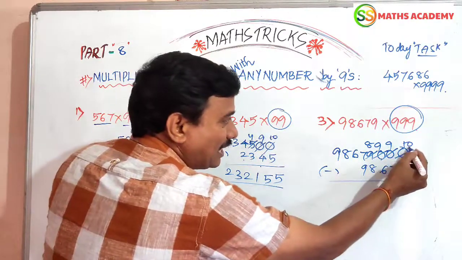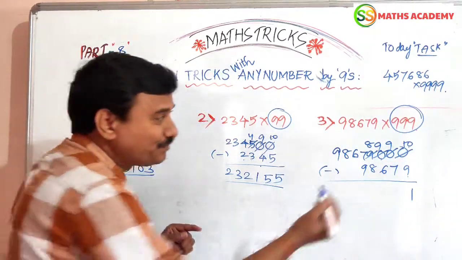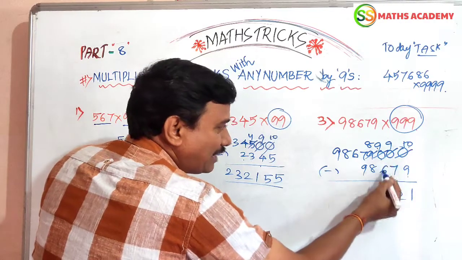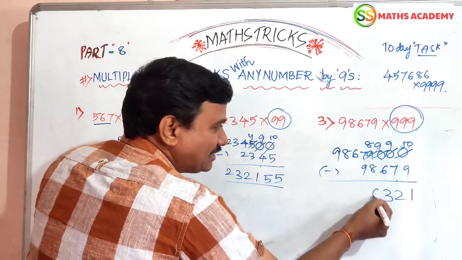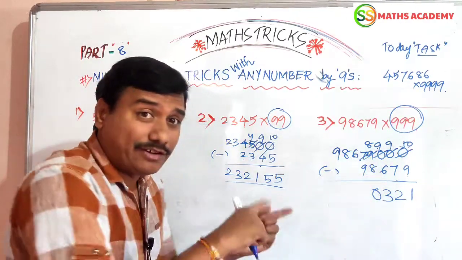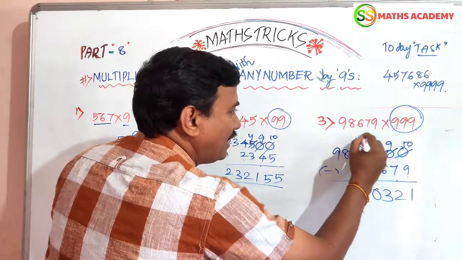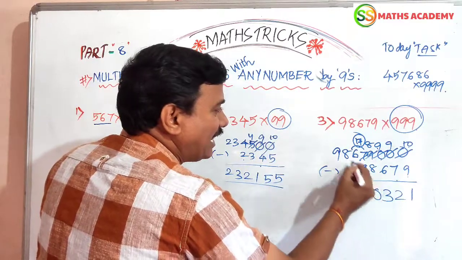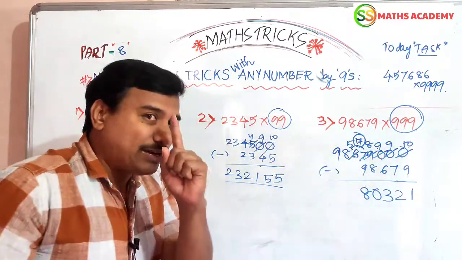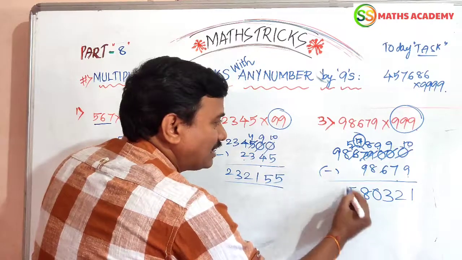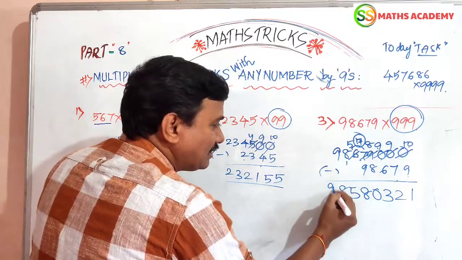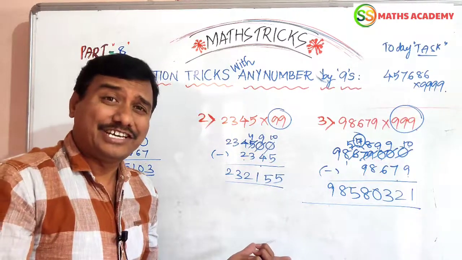Right, friends? 10 minus 9, 1 only. 9 minus 7, 2 only. 9 minus 6, 3. 8 minus 8, 0. Here carry is not possible. 7 minus 9 is not possible. Again you should take the carry from this number. It becomes 17. 17 minus 9, 8. It already has plus one, so 5. You write 5 as it is. Now 8. This is 9. This is your answer, dear friends.